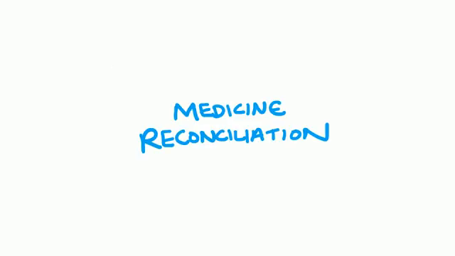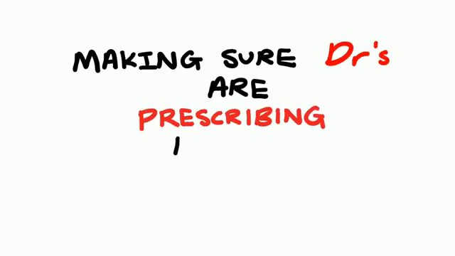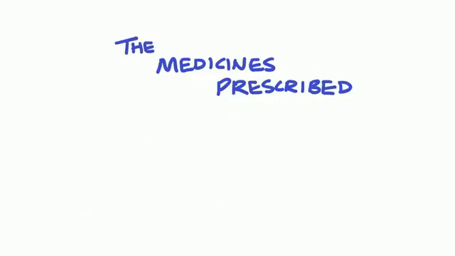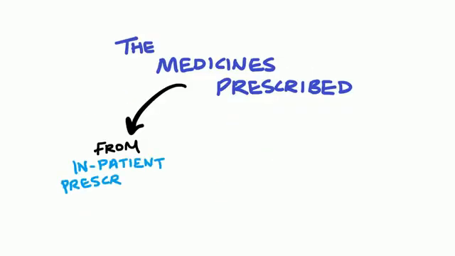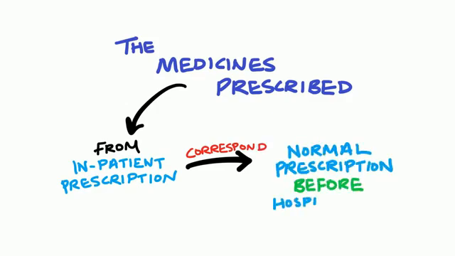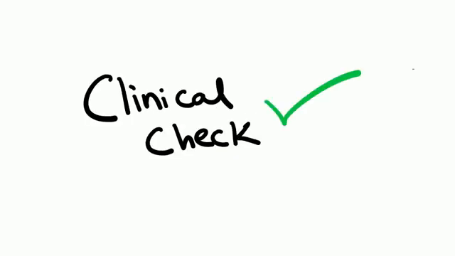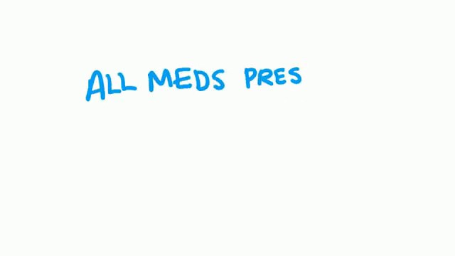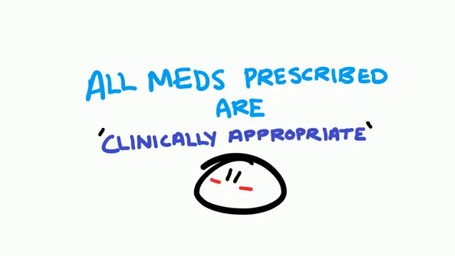A medicines reconciliation is basically making sure doctors are prescribing the patient's regular meds correctly, i.e. the medicines prescribed during their hospital stay correspond to how they normally take them before they came into hospital. Medicines reconciliation also involves a clinical check, which basically means making sure all sorts of discrepancies are addressed and that all medications prescribed are clinically appropriate.